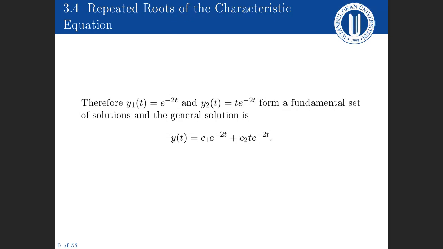So that's what we need. We have 2 functions. They're both solutions of the differential equation, and they are linearly independent. So they form a fundamental set of solutions, and we can write that the general solution is c1 e to the power minus 2t plus c2 t e to the power minus 2t.